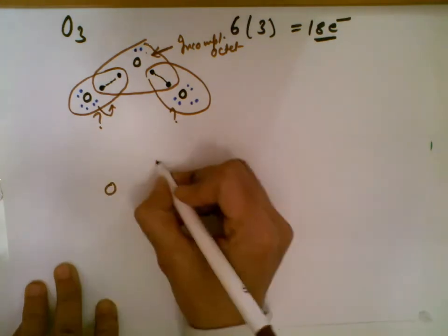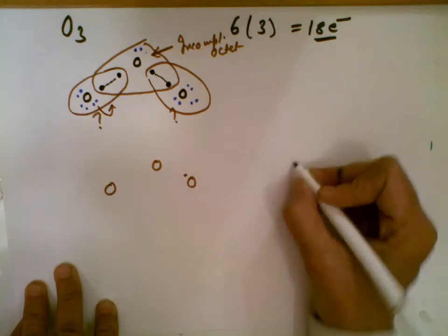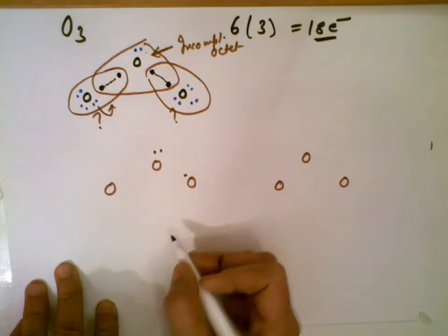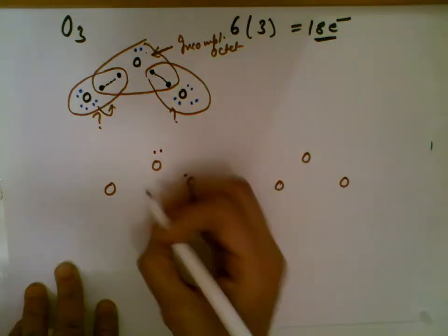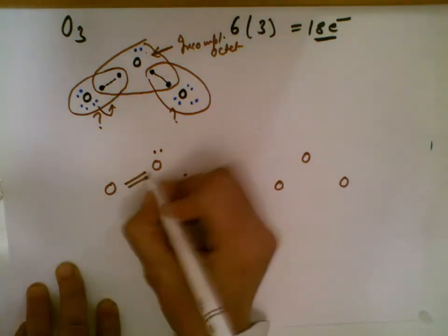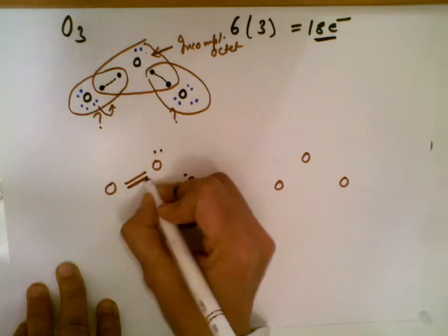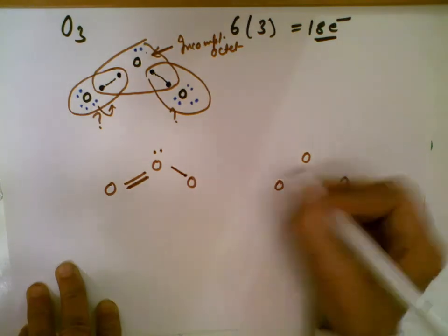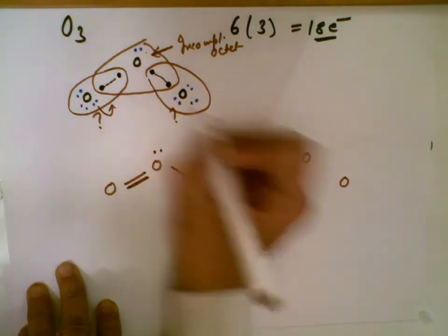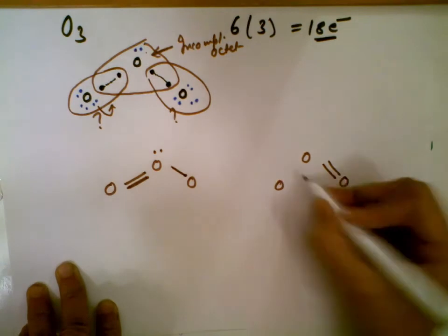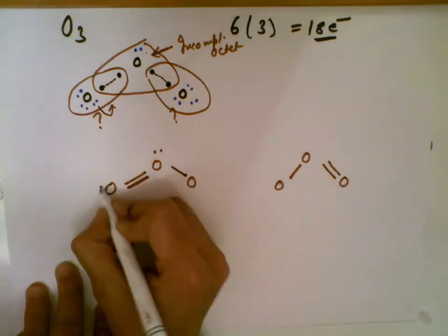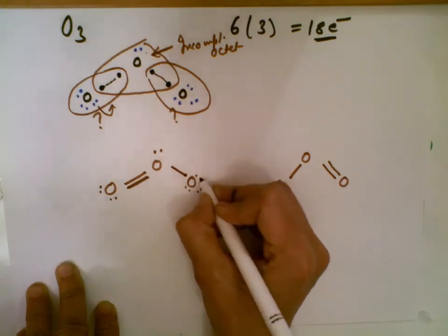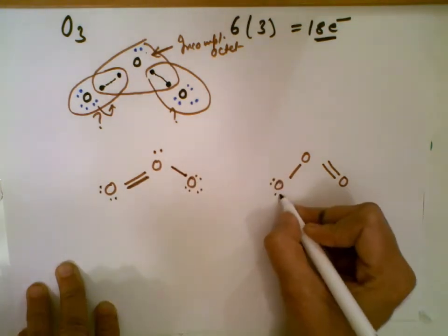I can have the double bond here. Let me keep the number of electrons the same. We don't change the number of electrons, guys. So if I move this pair, this will be the double bond here, and I'm going to keep this one a single bond. And if I move this lone pair, then I will have a double bond here. So please make sure that the overall number of electrons is not changing. It remains the same.